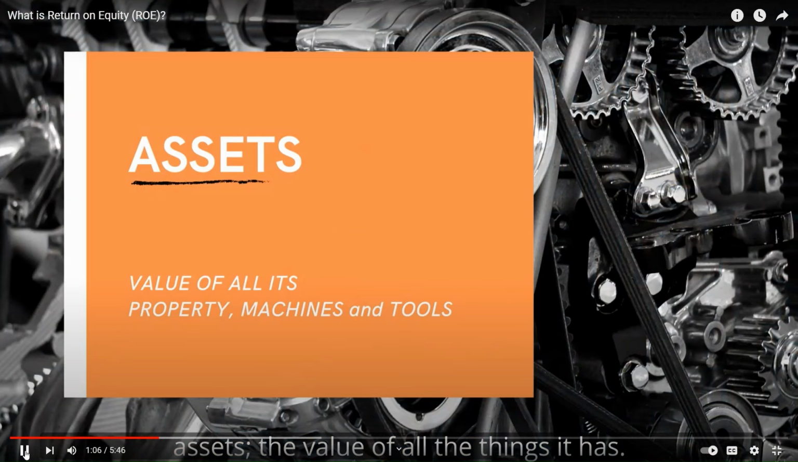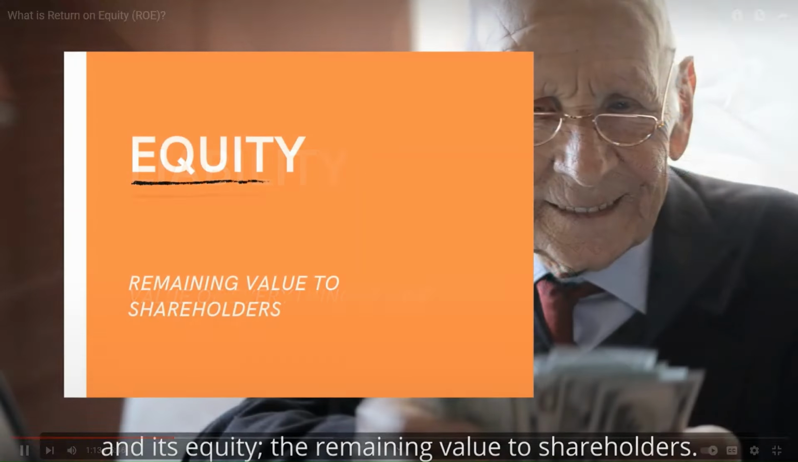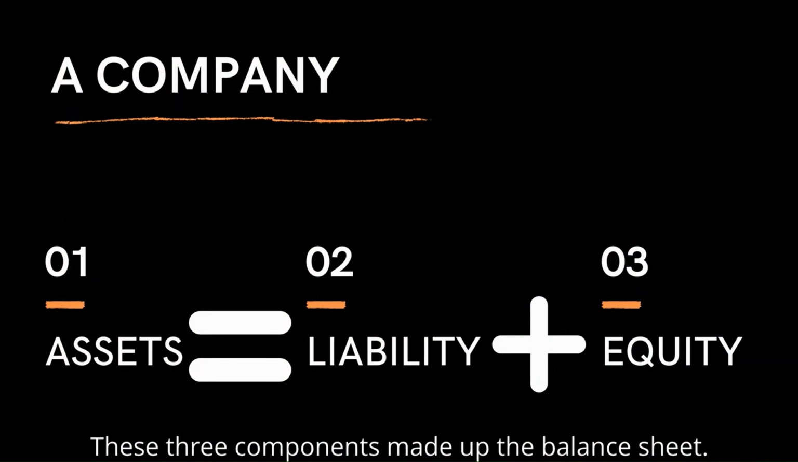Return on equity is the measure of how efficient a company is at making profit for its shareholders. Let's take a step back. A company is made up of assets, the sum of all the things it has, its liabilities, the value of all that it owes to others, and its equity, the remaining value to its shareholders. These three components make up a company's balance sheet.